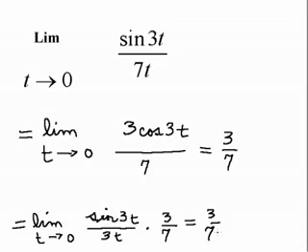Before I knew L'Hopital's rule, the way I would have solved this problem is to write my expression as the limit as t goes to 0 of sine 3t over 3t times 3/7. And that would have given me 1 times 3/7, which is 3/7. So I get the exact same answer when I use L'Hopital's rule.